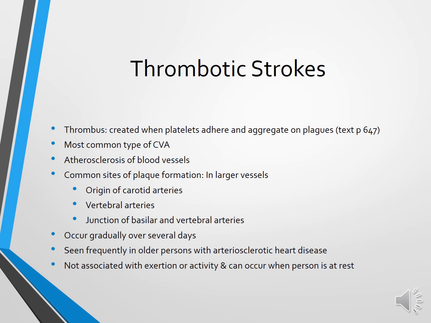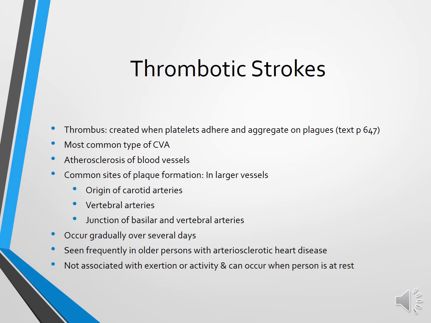So let's talk about thrombotic strokes. These are the most common types of stroke, and you get the atherosclerosis of blood vessels. And the more common sites are going to be the larger vessels. These types of strokes occur gradually, and that makes sense. This is an ongoing kind of buildup of plaque. Over time, those vessels narrow because of these plaques. So this is not anything abrupt. This is kind of the ticking time bomb, for lack of a better term.